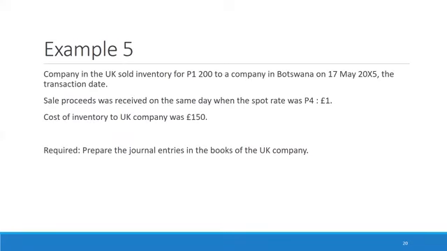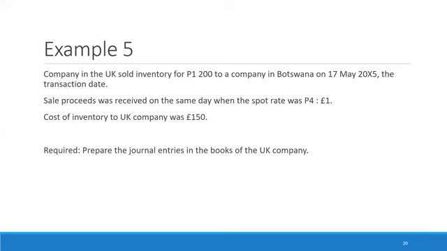When looking at example 5 from your Grip and Guard textbook, it tells us that a company in the UK sold inventory for 1,200 Pula to a company in Botswana on the 17th of May 20X5, the transaction date. Sale proceeds were received on the same day when the spot rate was 4 Pula to £1. The cost of inventory to the UK company was £150. You're required to prepare the journal entries in the books of the UK company.